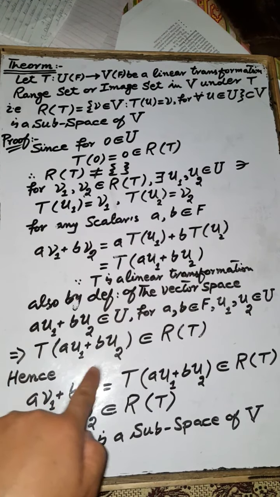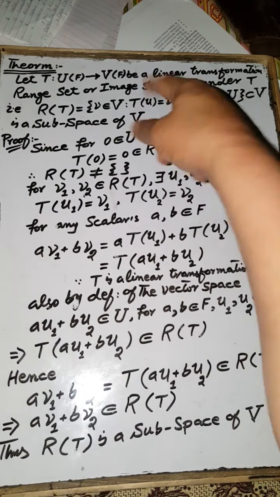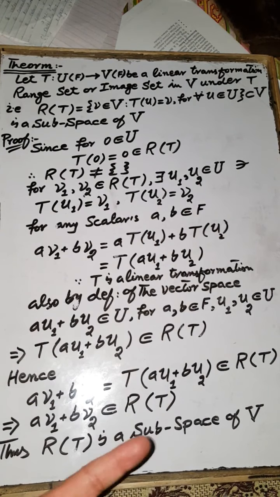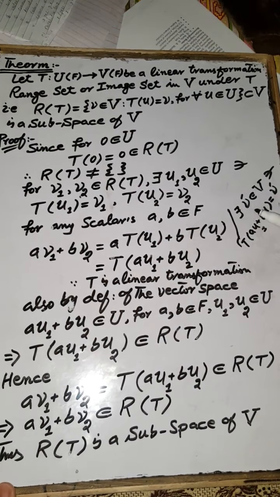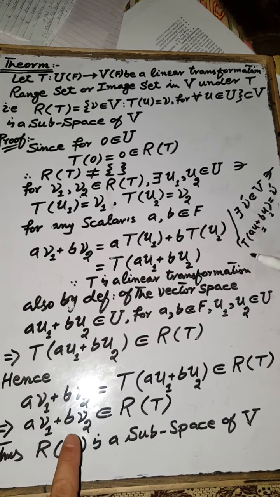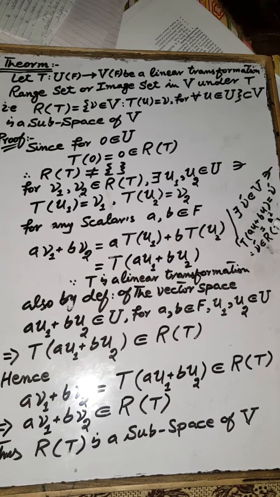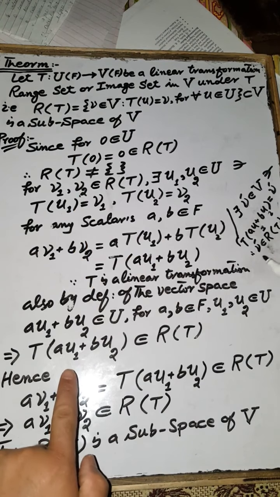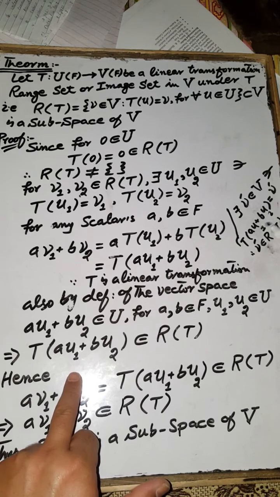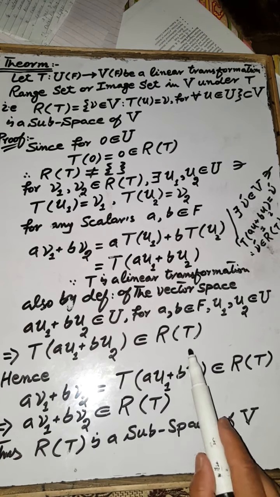That is, this is the image of an element of the vector space U. That is, there exists an element v dash in the vector space V such that T(a u1 plus b u2) is equal to v dash, where v dash is an element of the vector space V. And this resultant element is the image of this element under the linear transformation T. Therefore, this element v dash is contained in the range of the linear transformation T. That is, v dash is equal to T(a u1 plus b u2), which is an element of the range of the linear transformation T.